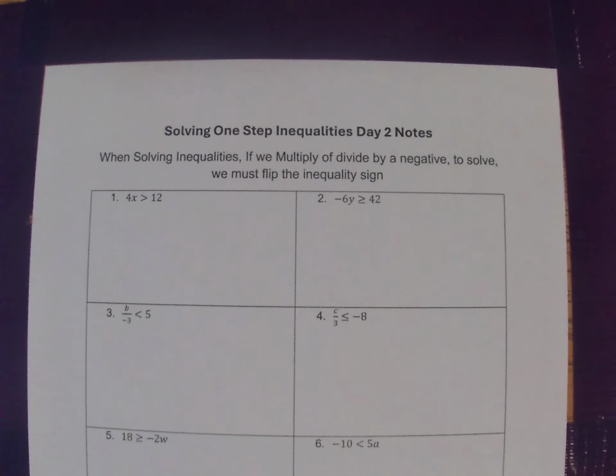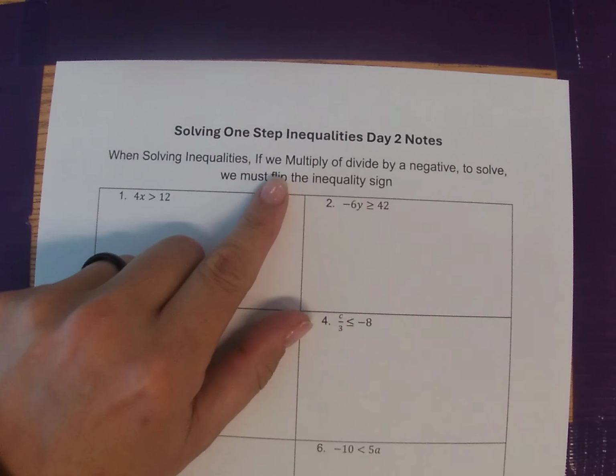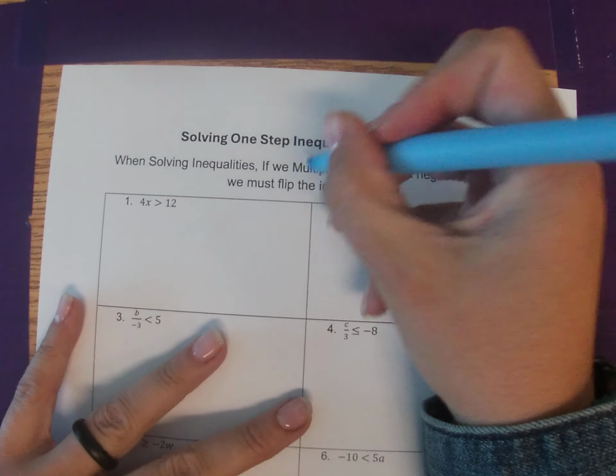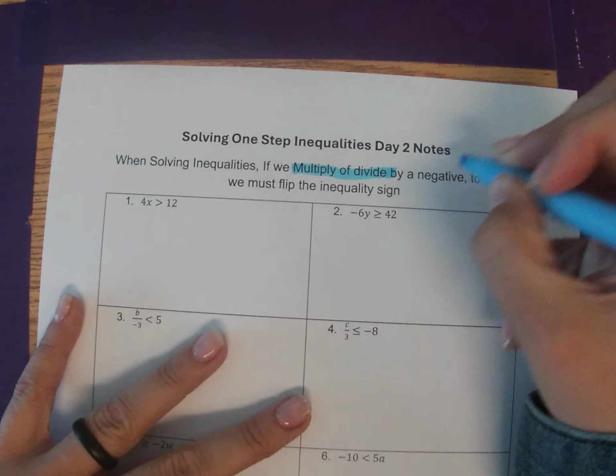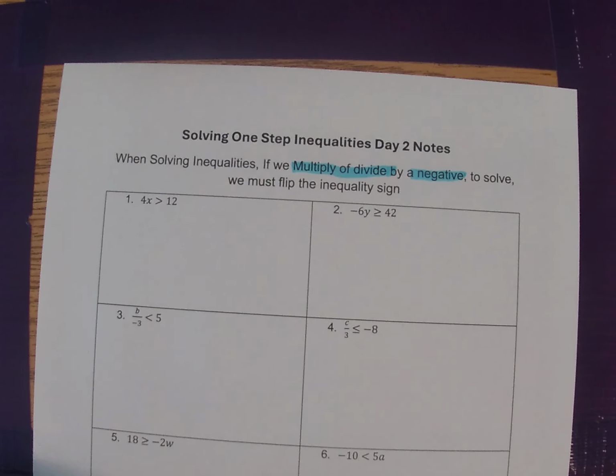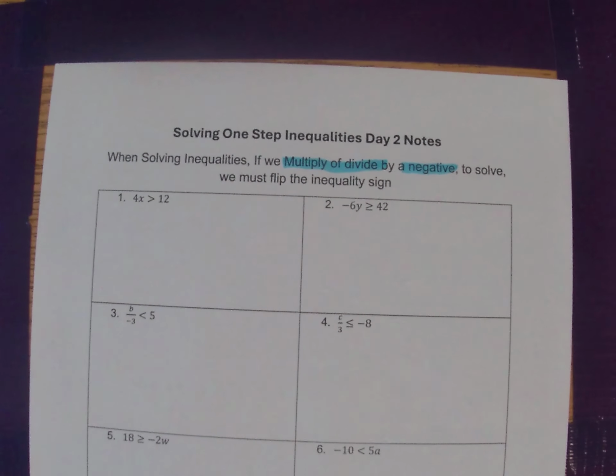Today we are going to add one small piece to solving inequalities. So we know that we're using inverse operations. We know that we're solving inequalities just like we solve equations. We're just adding one small piece today. And that one small piece is that if we multiply or divide by a negative, we are going to have to flip the inequality sign when we solve. And here's what I mean by that.